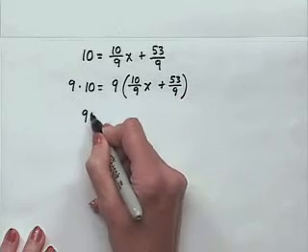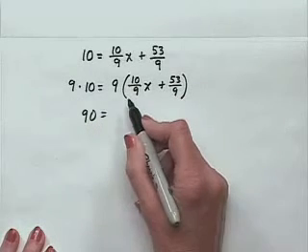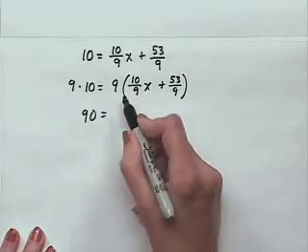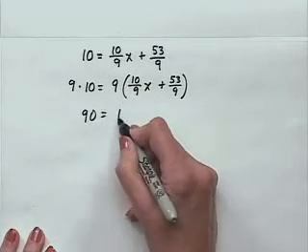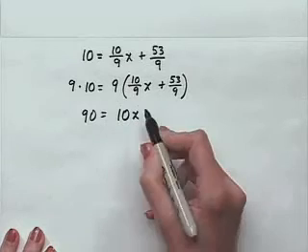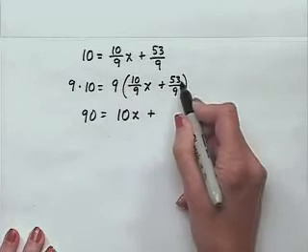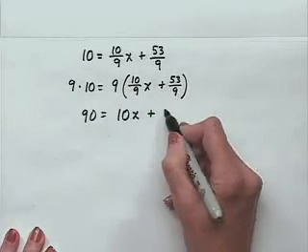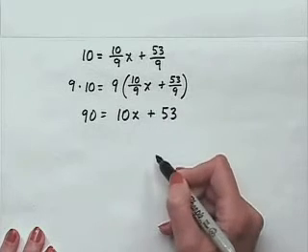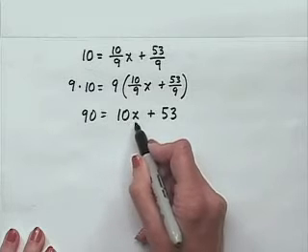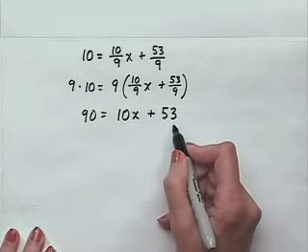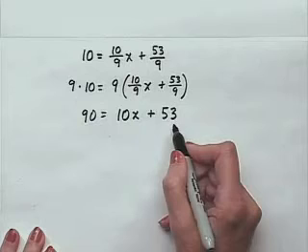9 times 10 is 90. On the right-hand side, we'll use distributive property. 9 multiplied times 10/9 is going to be 10, and then times x will give us 10x. Plus 9 multiplied times 53/9, the 9's will cancel, giving us 53. Next, we're going to notice that we have one term that includes x. We're going to subtract 53 from both sides of the equation in order to isolate that term.